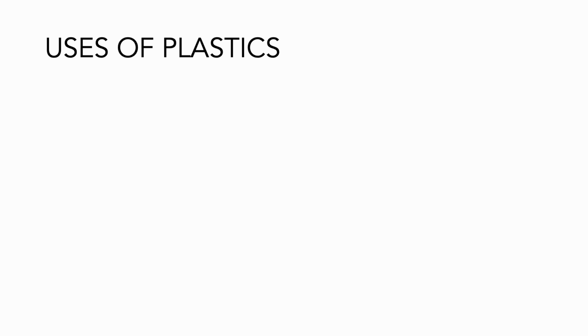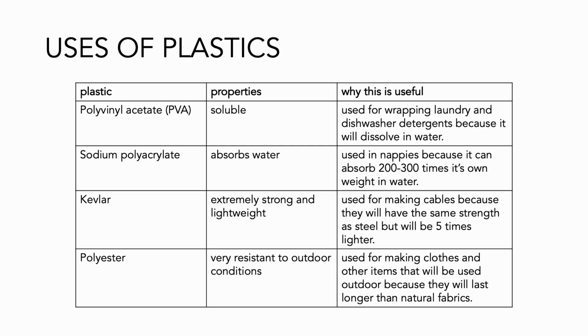Plastics are developed by chemists to have different properties that make them useful in different situations. For example, PVA or polyvinyl acetate is soluble and is used as adhesive. You may recognize it as a glue used in schools, but it's also used for wrapping laundry and dishwasher detergents because it will dissolve in water.